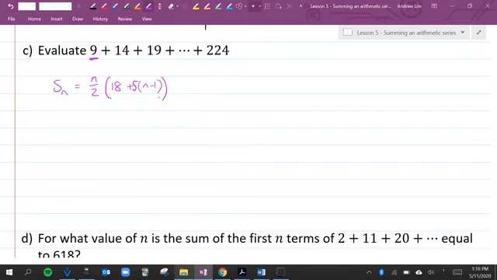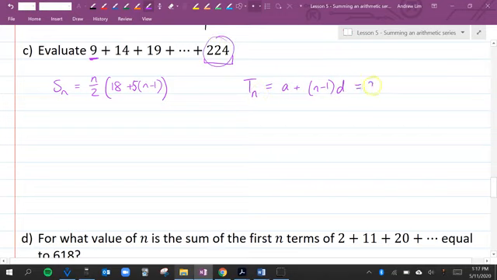Because we usually refer to the nth term as the last term, we can assume that this last term, 224, is the nth term. So I'm going to need to remember my formula for the nth term. The nth term is equal to a plus n minus 1 d. And because the nth term is the last term, here the last term is 224, so I'm just going to make that equal to 224. We know a is 9.